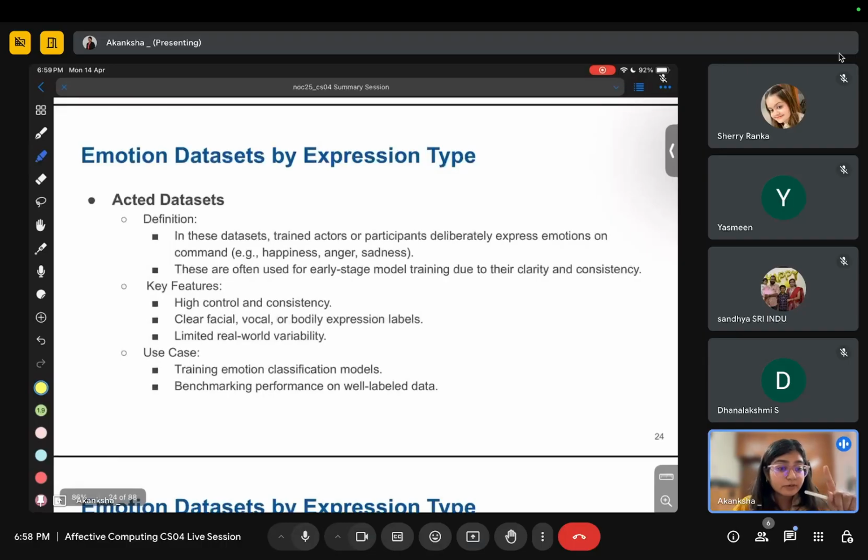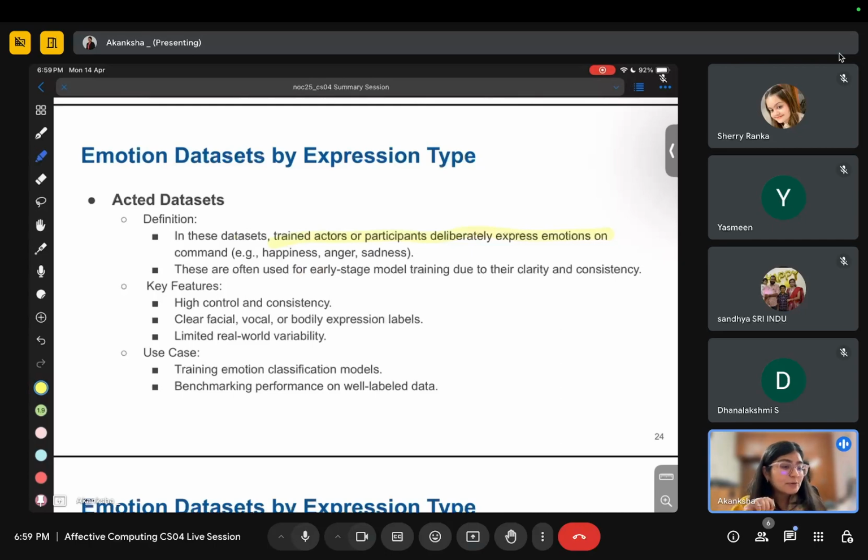Now the data sets that we are talking about, first is the active data set. Active data set means I have some trained actors or participants whom I'm telling, please make a happy face and show me, so they are just mimicking the face, they are smiling forcefully.